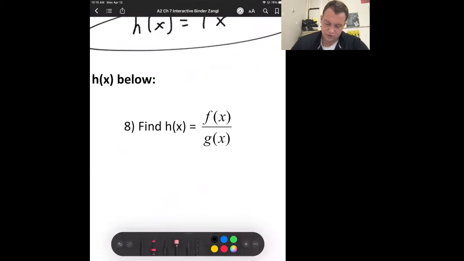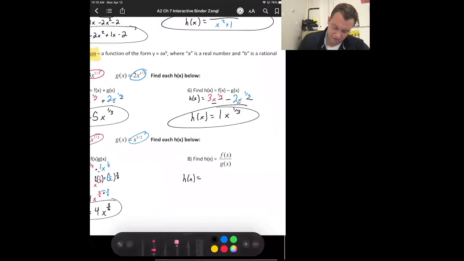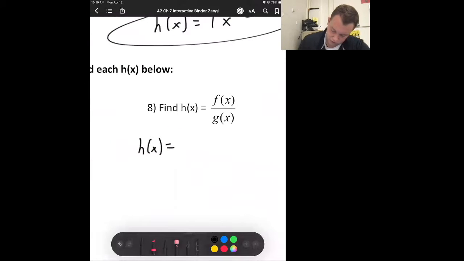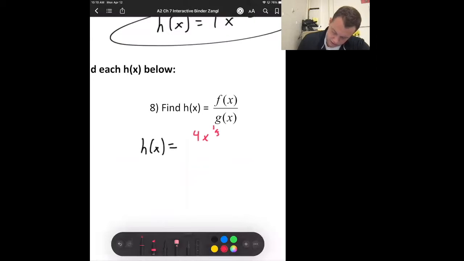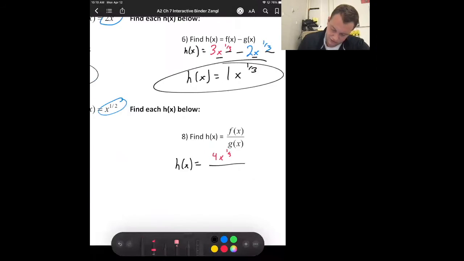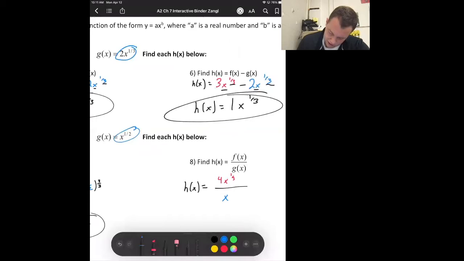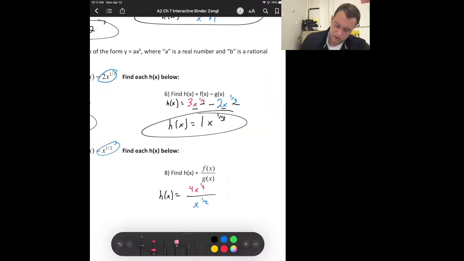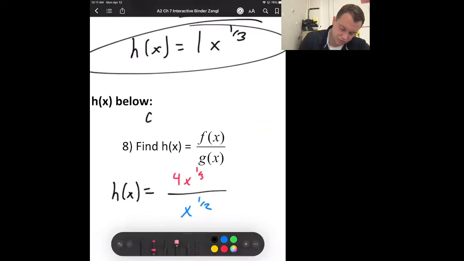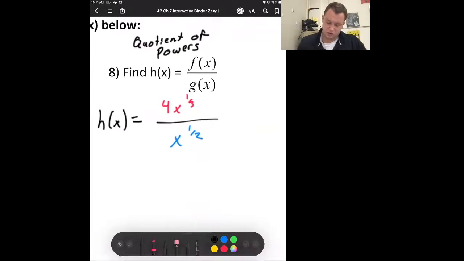Let's take a look at our last one here. Now we're dividing. So h of x here is going to be equal to my f of x, which we said was 4x to the 1/3, and then it'll be divided by my g of x, which is x to the 1/2. Okay, this one happens to be our quotient of powers because we're dividing. So that tells us that we can go ahead and subtract.